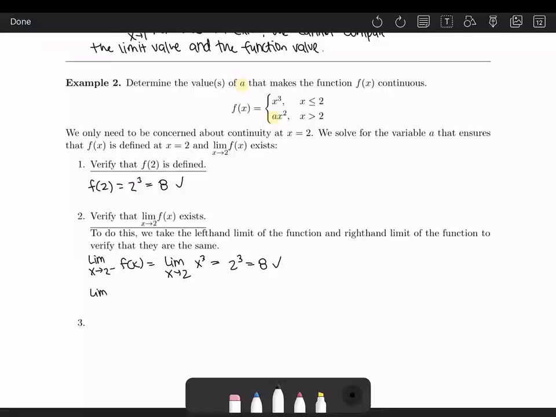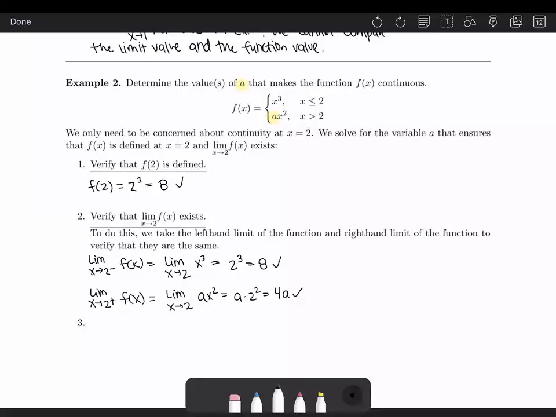Next, we take the right-hand limit: the limit as x goes to 2 plus of f of x. Again, we plug in how f is defined to the right of 2, when x is bigger than 2, and that's ax squared. Because this is a polynomial, we just plug in our limit point, 2, for x. So this is a times 2 squared, which is 4a. Again, this exists, but now we need to verify that those are the same.